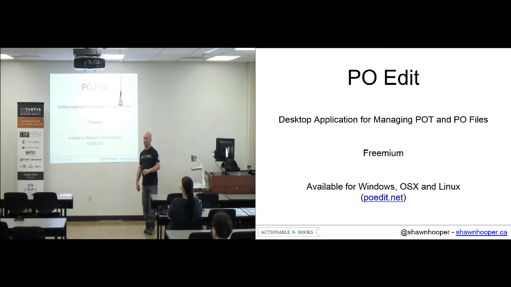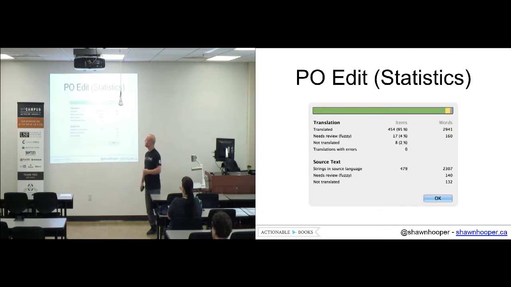PoEdit. This is my favorite tool for managing theme and plugin translations. It is a freemium desktop application available for PC and Mac to allow you to manage your gettext files, and it's also available in Linux. One of the great things it has is some statistics: number of words needing to be translated, number of words already translated, number of strings, some basic stats. Where this becomes very useful, and I think this is only in the paid version of PoEdit, is if you're working with a professional translator, quite often they will want to bill you by the word, so this gives you your word count to check on the invoicing, which is kind of handy.